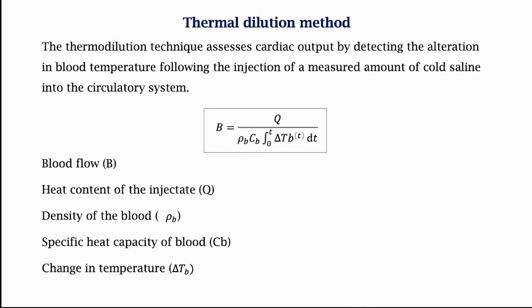Assuming uniform mixing of the injectate, I will have a reasonable measure of how much of the fluid has flown based on the temperature difference. If I could compute the integral over time of the temperature difference, that means I will have to continuously measure the temperature over a period of time so that I could integrate. If I could do that, then I could find the blood flow as indicated in this equation.